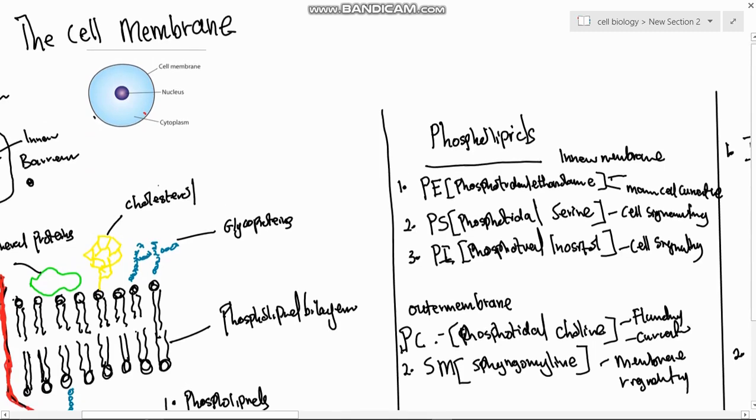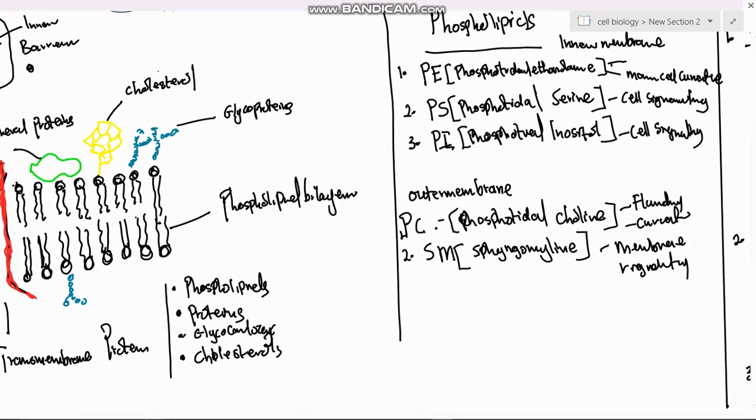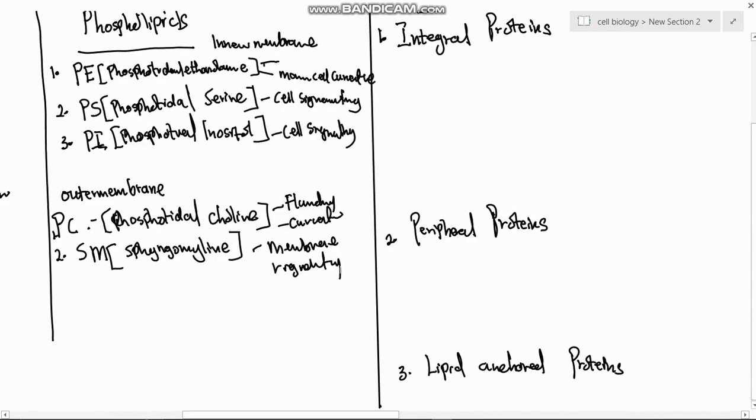So these are the major phospholipids that we have. So our next component that we will talk about is the proteins.